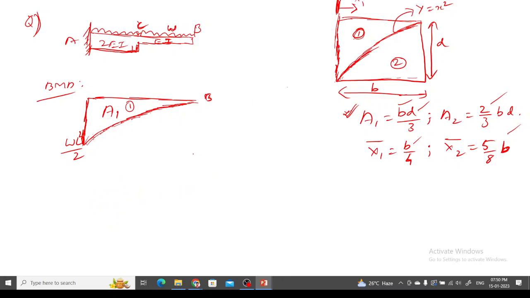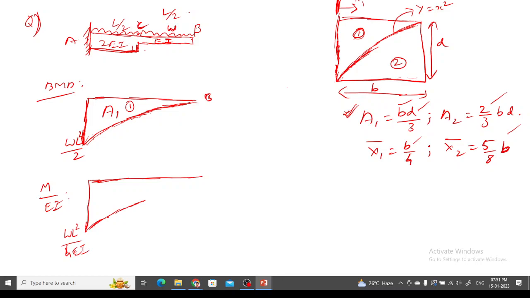Now coming back to this problem. Since this EI value is changing from this length to this length, let's say this length as L by 2 and this length as L by 2. Then I have to draw this diagram again. If I draw this diagram again, it will again be a parabola. Only thing is, you will be getting two times. For example, this will be WL square by 2 divided by 2 EI. It will become WL square divided by 4 EI.